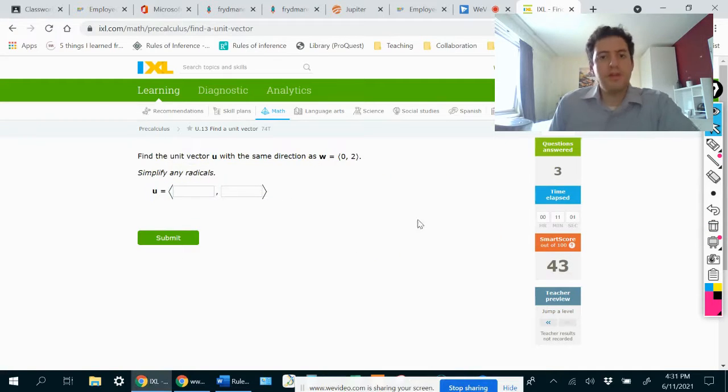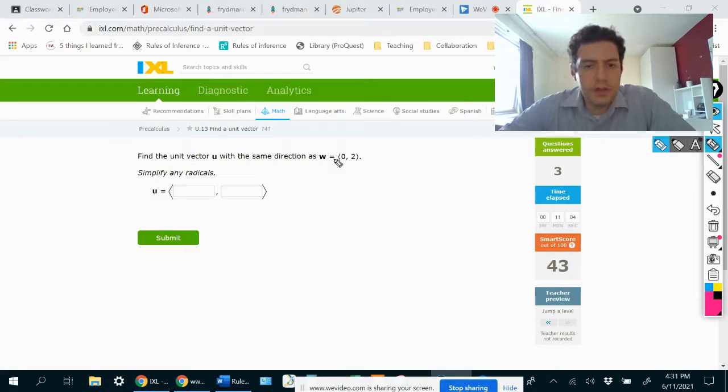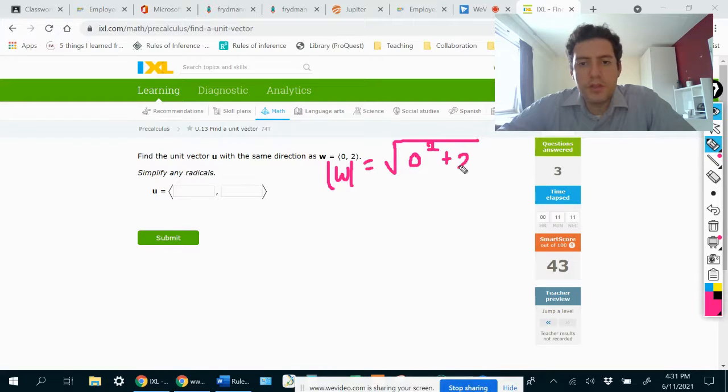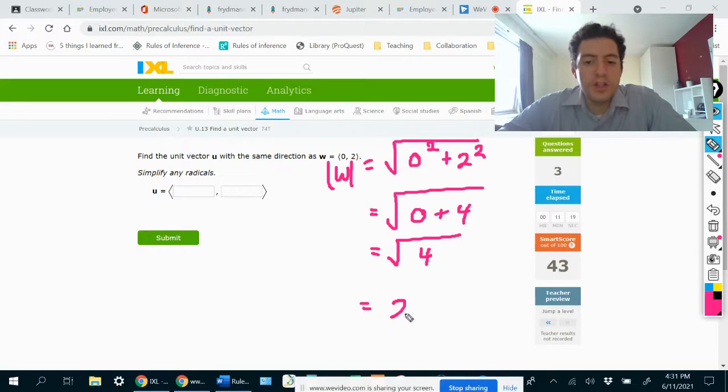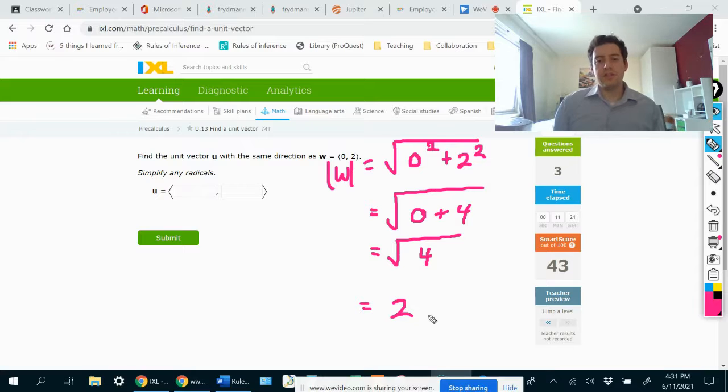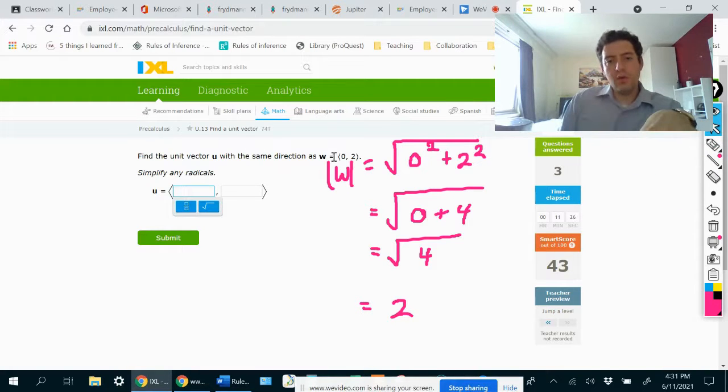Okay, I already skipped the level. Let's see over here. So w is equal to 0, 2. The magnitude of w would be 0 squared plus 2 squared, which is 0 plus 4. 0 plus 4 is 4. The square root of 4 is 2. Okay, so that one was pretty easy to simplify. All right, so then this would just be 0 over 2, which is 0, and 2 over 2, which is 1. Okay, so for that one, you would have to be careful.